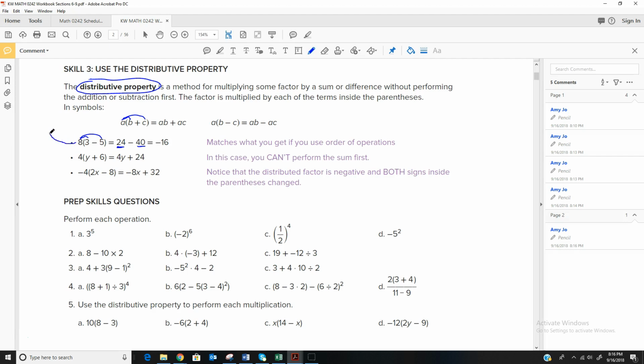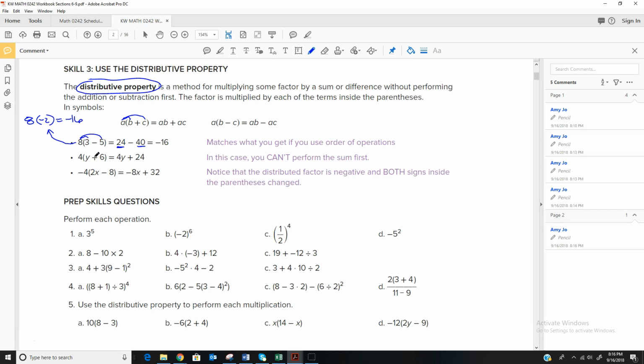Just to show that it works both ways, order of operations would tell you to do the 3 minus 5 first, which is negative 2, and 8 times negative 2 is negative 16. So the key is you could do it whichever way you want, depending on the situation. In this situation, it would have been perfectly fine to do the 3 minus 5 first.